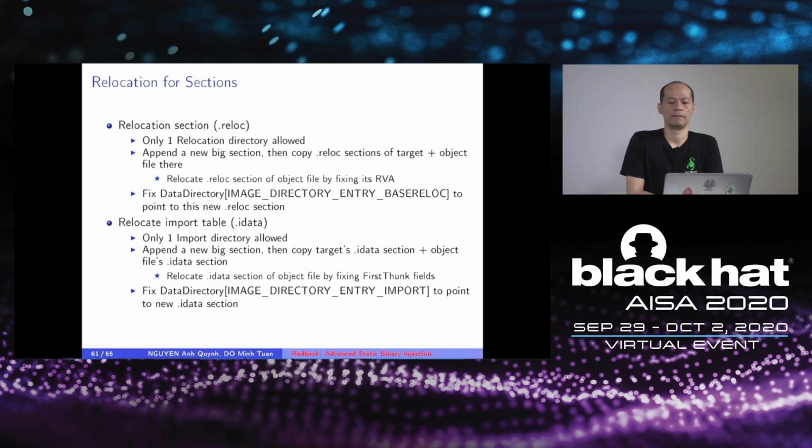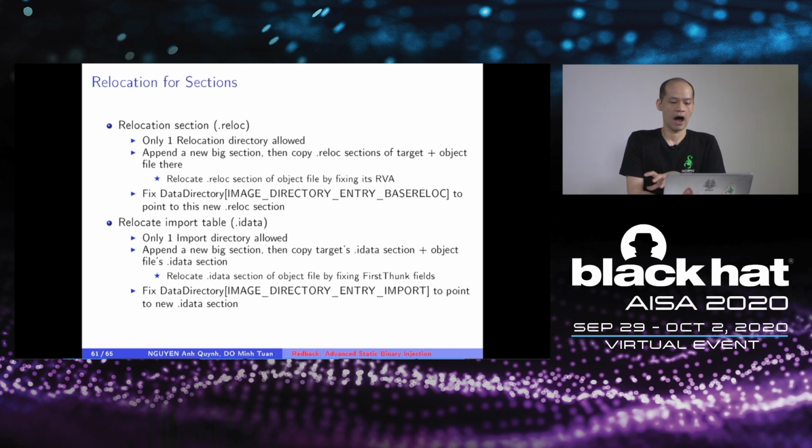Each exe file has one relocation section named .reloc. And also the object files, DLLs, have their own .reloc sections. However, as the output program, Windows only recognizes one relocation section. So we have to do some tricks here.